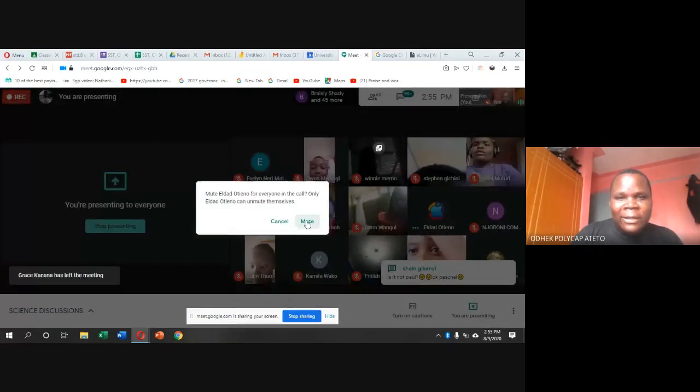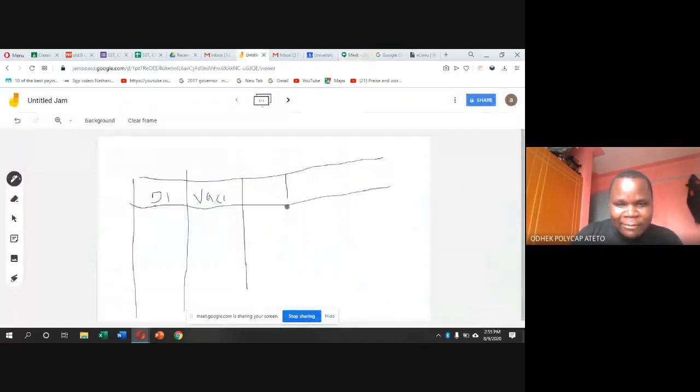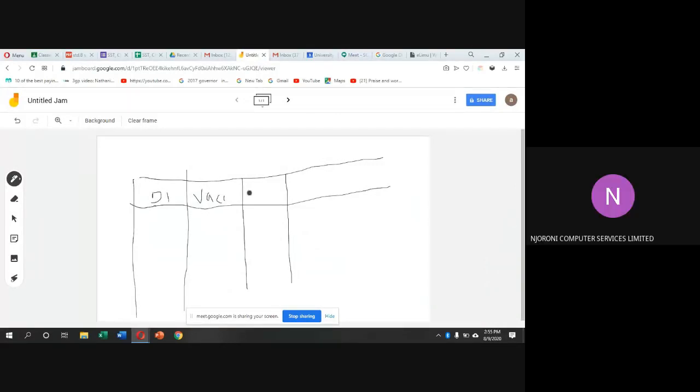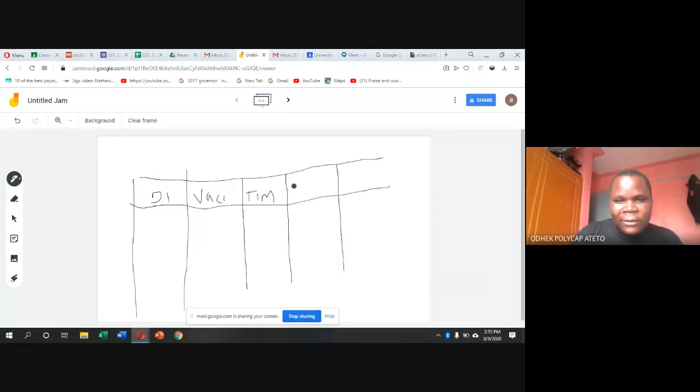Okay. Then let's say this is time where the disease is being administered. So this is time. Then this one here is the dose that is given. Then this is how the dose is given. And then we can even have the sixth one. This is where the dose is being administered.